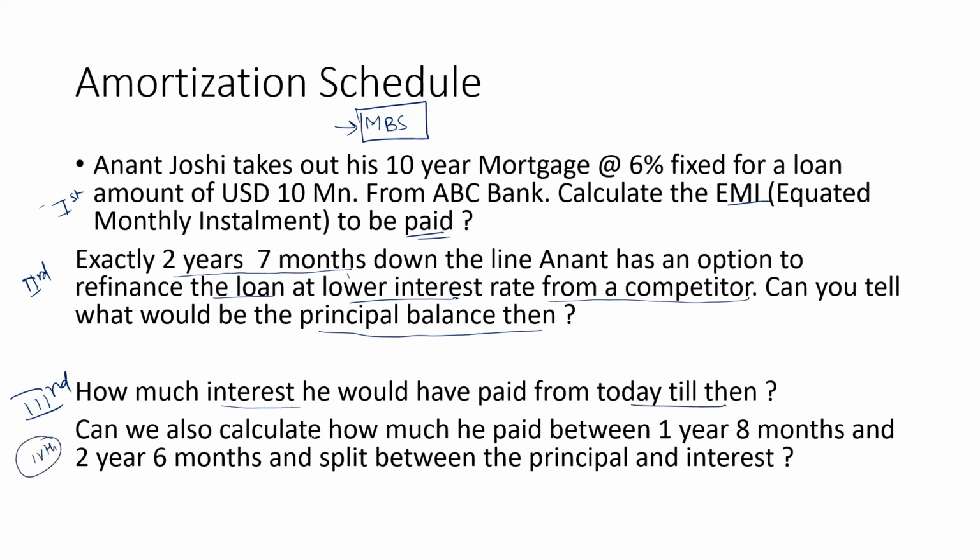What it says is, can we also calculate how much he paid between 1 year 8 months and 2 years 6 months, split between the principal and interest. Sounds complicated, right? Is this complicated math for all of you to do on an FRM exam? I need an answer.